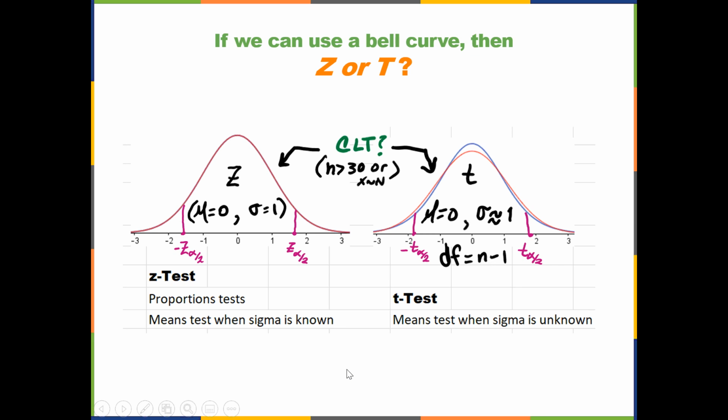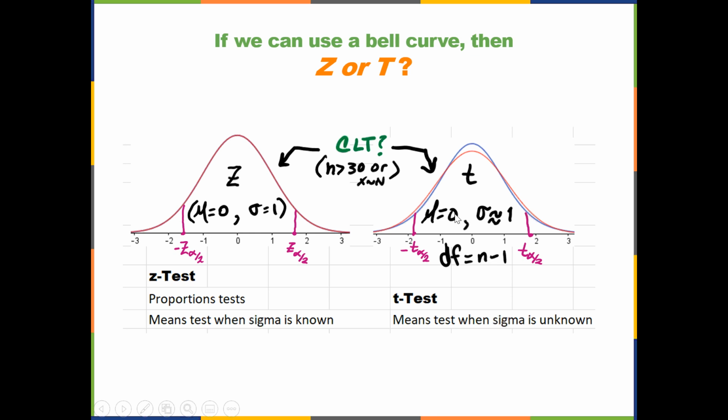Now, if we know we can use a bell curve, we still have another choice to make. We have to decide between using the z-bell or the t-bell. The z-bell is the standard normal distribution with a mean of 0 and a standard deviation of 1. And you know the z-scores are on the horizontal axis. And so if we're using a z-curve, then we will have critical values that are z-scores.